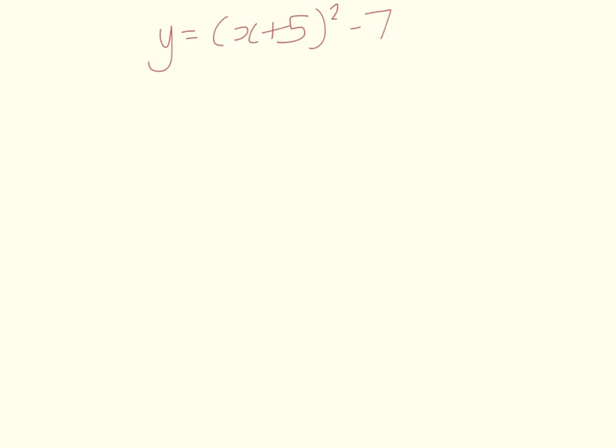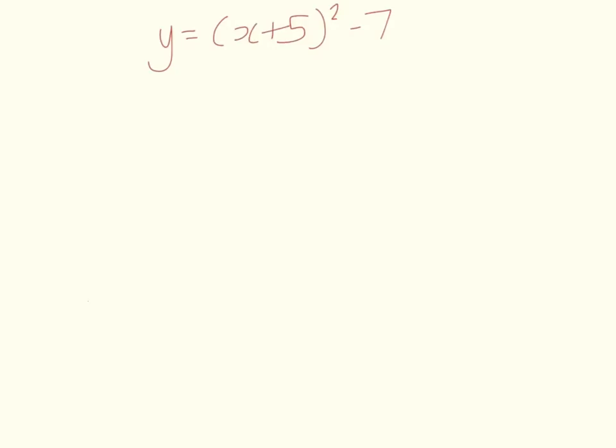Let's imagine we were asked to sketch the graph of this here. So it's in completed square form because it's got our brackets squared and a constant at the end. So we've been asked to sketch y equals (x plus 5) all squared take away 7. There's like 4 steps you need to do here. Step 1 is you need to state the nature of the turning point. Is it a maximum turning point or is it a minimum turning point?